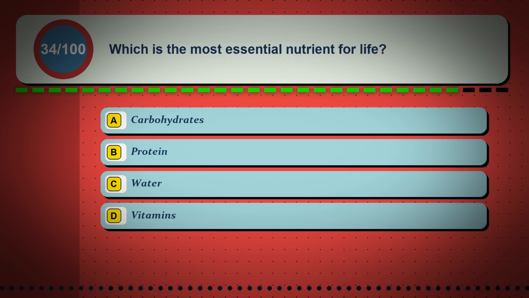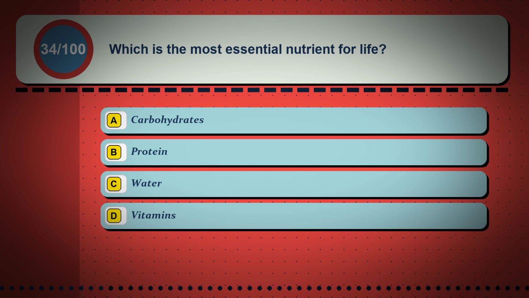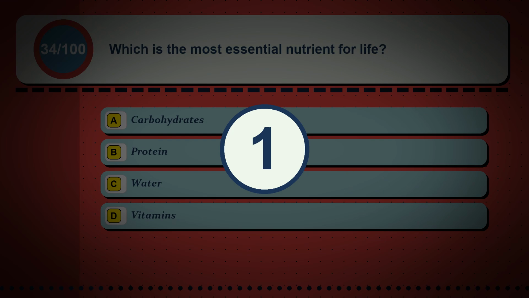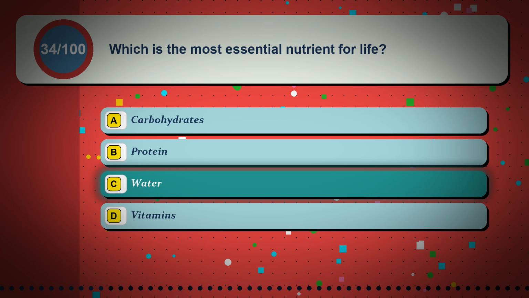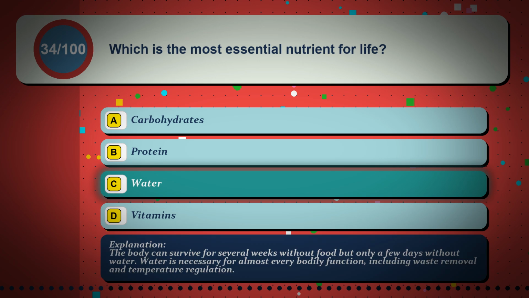Question 34. Which is the most essential nutrient for life? Option A, carbohydrates. Option B, protein. Option C, water. Option D, vitamins. The correct answer is option C, water. The body can survive for several weeks without food but only a few days without water. Water is necessary for almost every bodily function, including waste removal and temperature regulation.